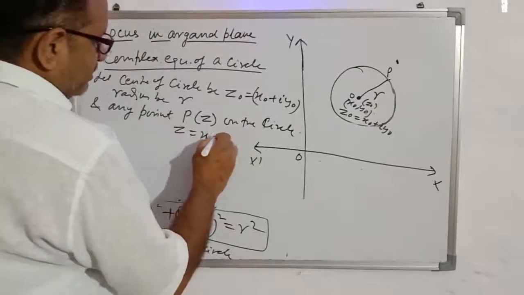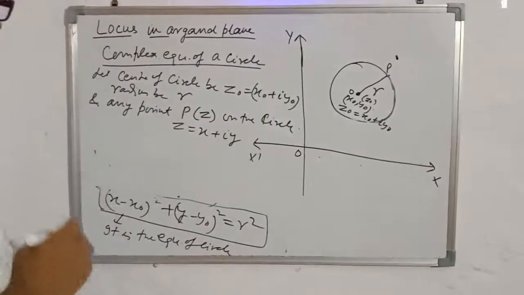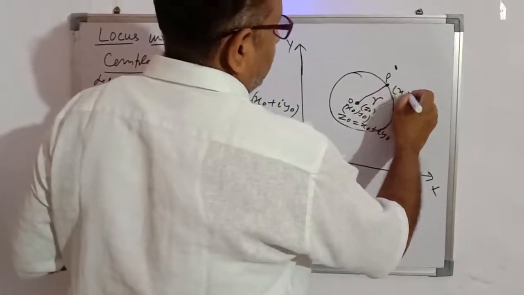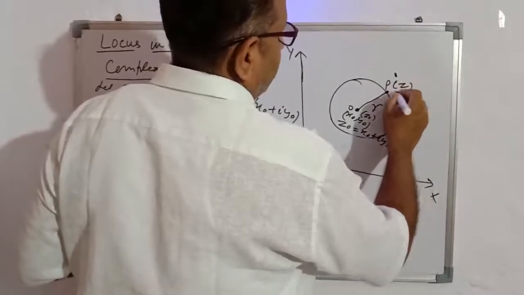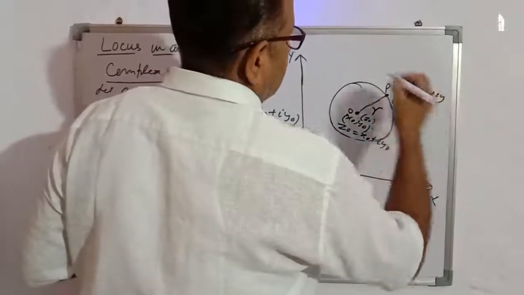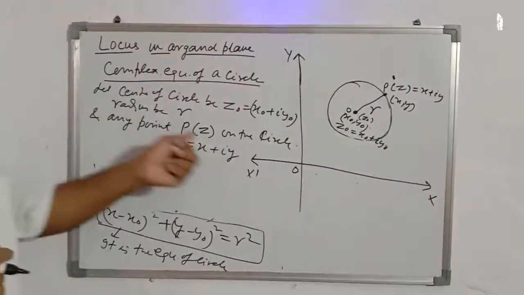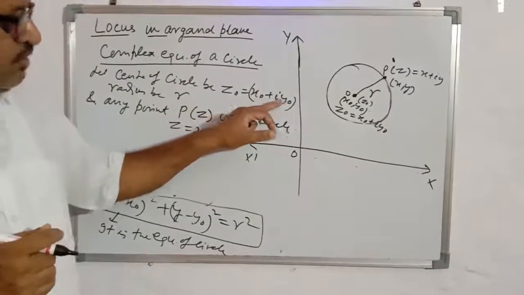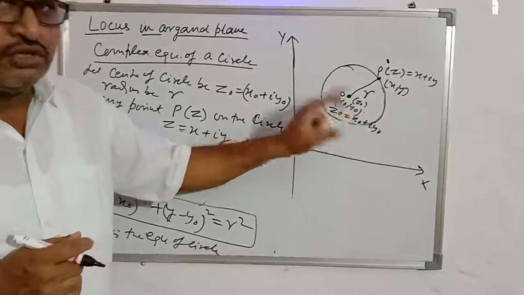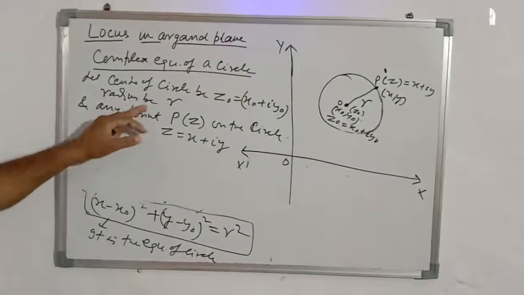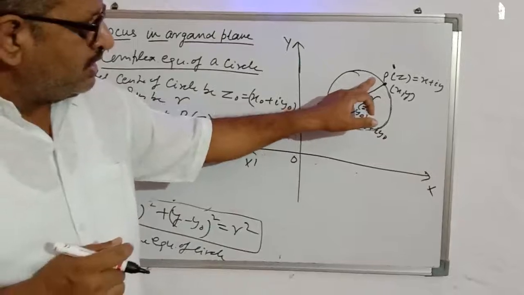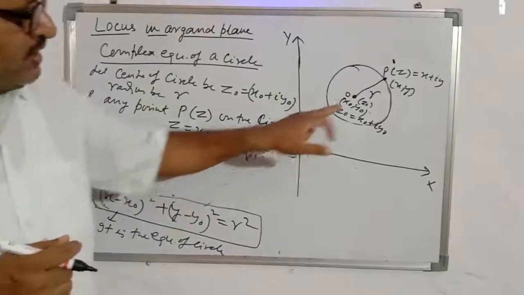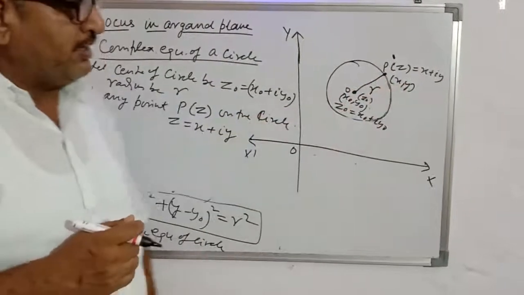Z means Z is equal to X plus iY. Let any point P, its corresponding point will be (X, Y), and it represents the complex number Z, Z is equal to X plus iY. So we have taken the center, which is Z0. In the complex number we can write X0 plus iY0, corresponding point (X0, Y0) in the Argand plane. Radius R. Let us take any point P, complex number Z represented by X plus iY. So the corresponding point will be (X, Y).